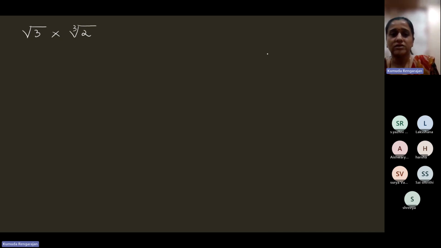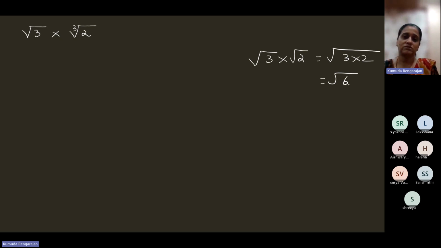See, the thing is, if they were square root of 3 and square root of 2, you can put them under the same square root, 3 into 2, and finish the product, square root of 6, finished. If they had the same order, you can write both the numbers under the same order, square root or cube root. So if they were square root of 3 into square root of 2, then it is square root of 3 into 2, square root of 6, finished.